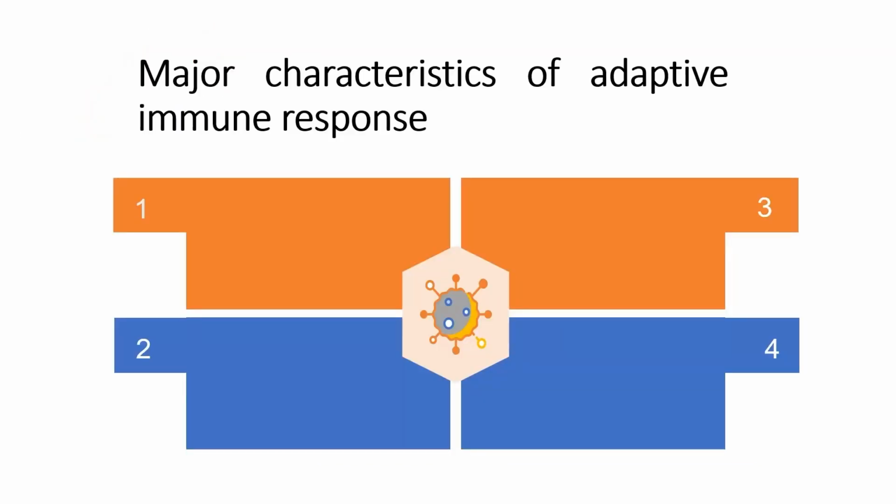These are the major characteristics of the adaptive immune response. First, it has a rapid response to a second exposure to the same antigen. During the first infection by a pathogen, our immune system takes several days to activate and destroy the pathogen. However, if the same pathogen reinfects the body a second time, the defense mechanisms are extremely effective and faster due to the presence of memory cells.